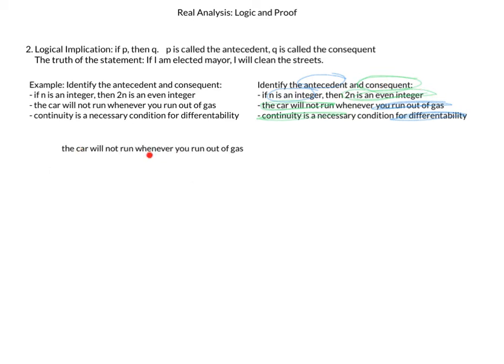This next one is kind of interesting. The car will not run whenever you run out of gas. In this case, you run out of gas is the antecedent, and the car will not run is the consequent, because it is: if you run out of gas, then the car will not run.